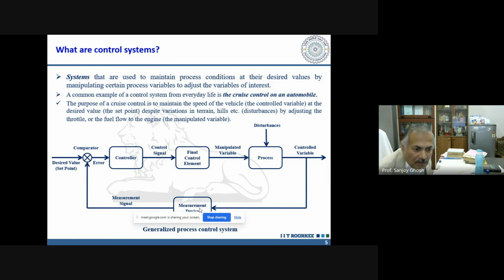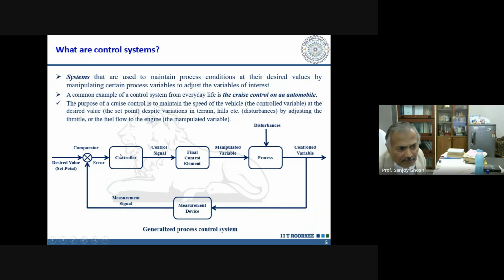So this is the measuring device. Measuring device means sensors. Say you are measuring temperature, that means a temperature sensor will be there. If you measure the pH, then a pH sensor will be there. Whatever measuring device is there, that will give an input to the controller through what is called the comparator. The comparator is giving input to the controller.